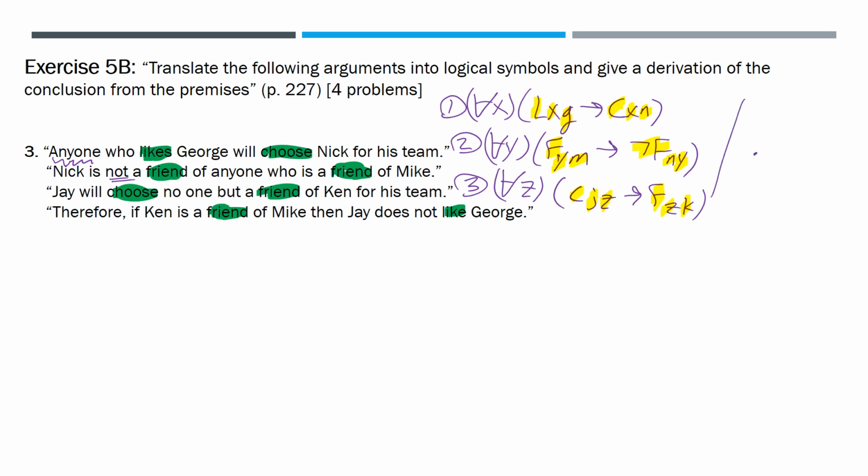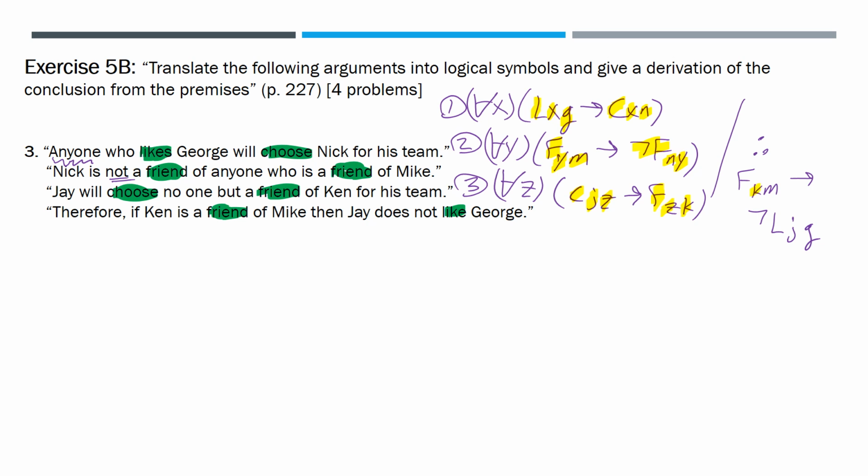Conclusion. Therefore, if Ken is a friend of Mike, then Jay does not like George. So Fkm, arrow, it is not the case, Ljg.